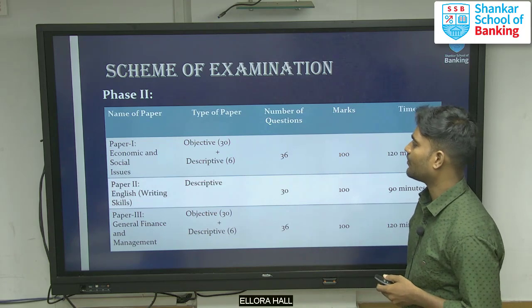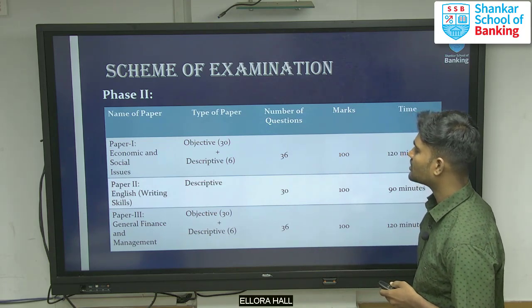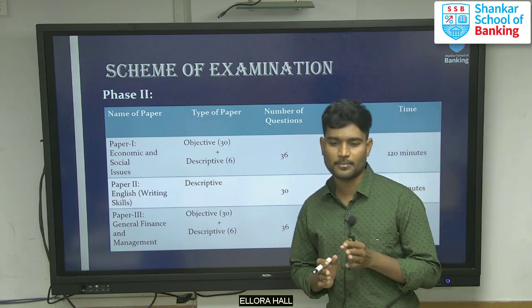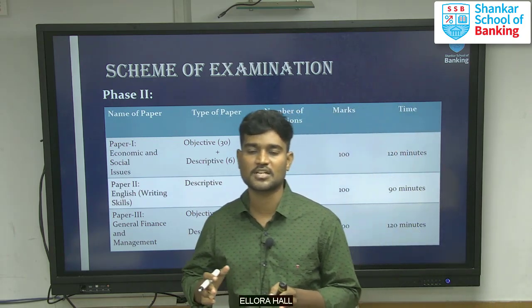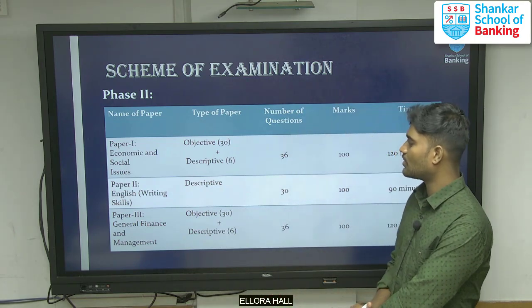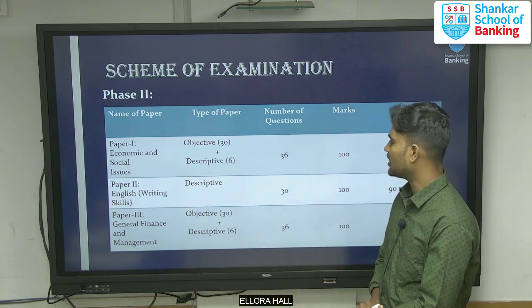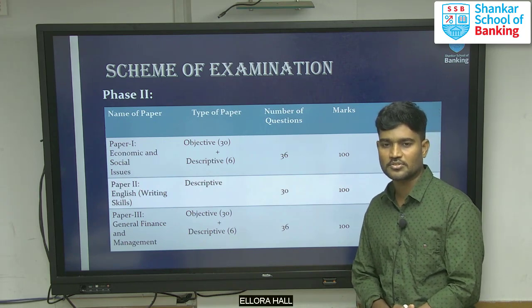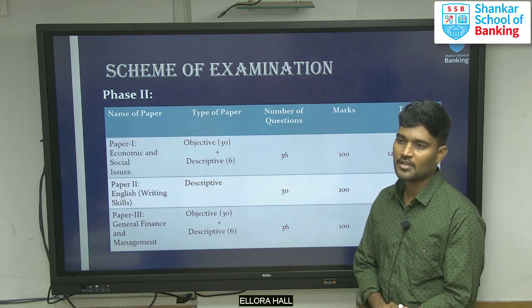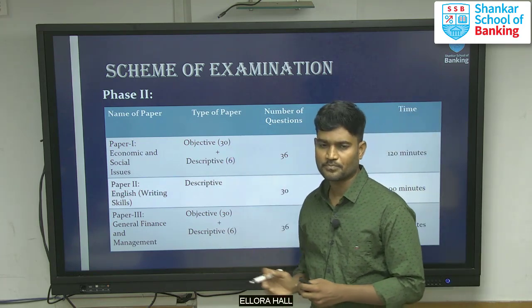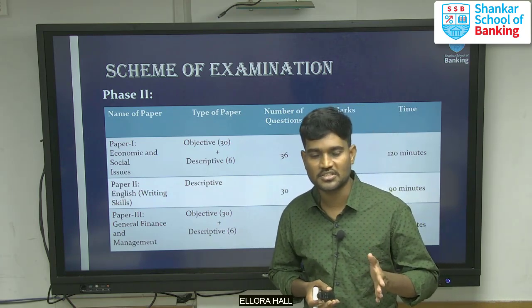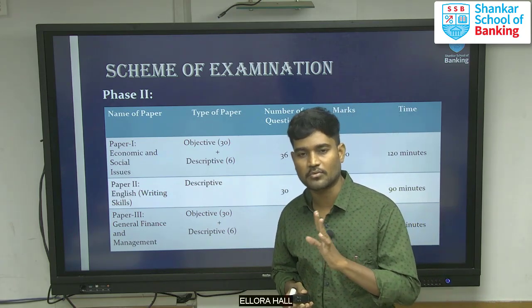Then next one is phase two. Paper one, economics and social issues. Part of the paper is objective type and the remaining part is descriptive type. 30 questions objective type, six questions descriptive type, total 36 questions. Among the 30 questions, 20 questions are 2-mark questions and 10 questions are 1-mark questions.